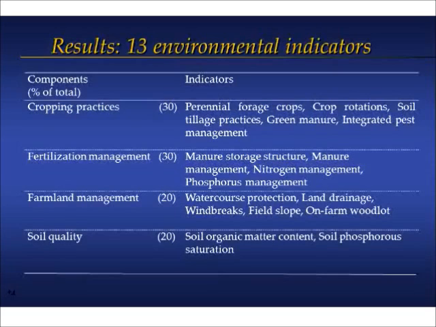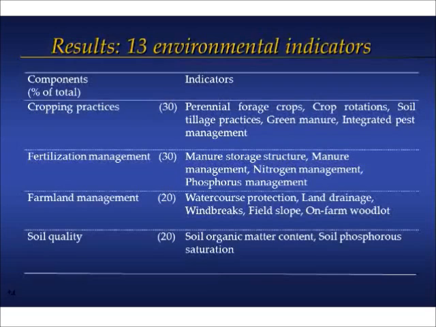For example, for environmental indicators, 13 indicators were determined for the environmental aspect and grouped within 4 components: cropping practices, fertilization management, farmland management, and soil quality. Each component had a weight, which was determined in the focus group. For example, cropping practices is 30% of the total of the environmental aspect, fertilization 30, farmland management 20, soil quality 20.